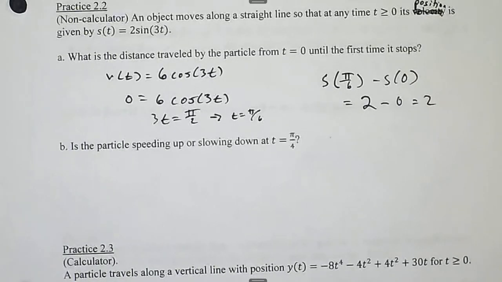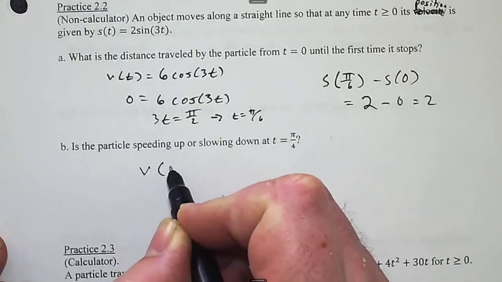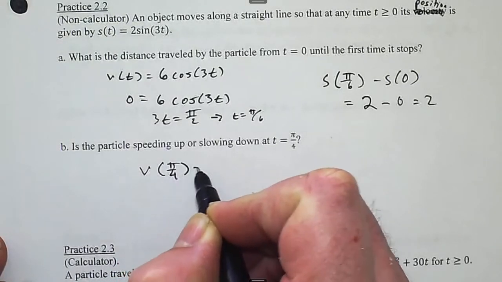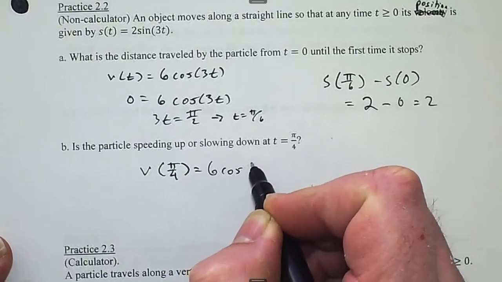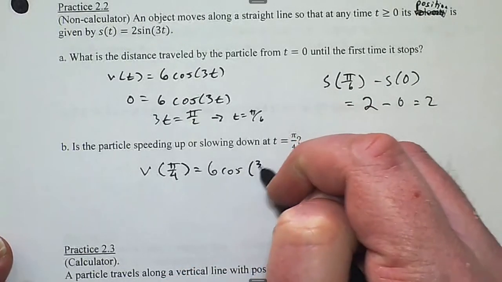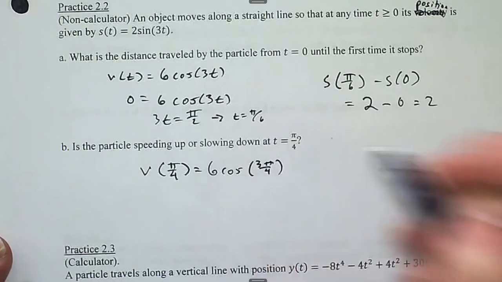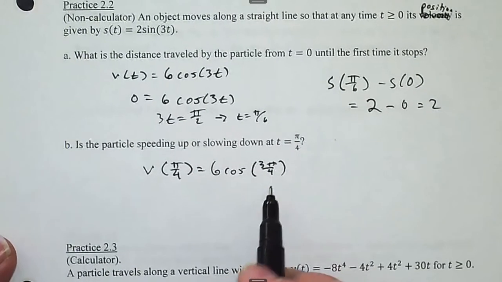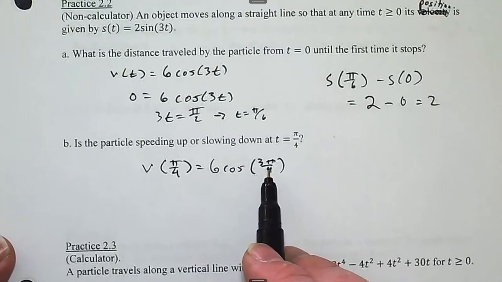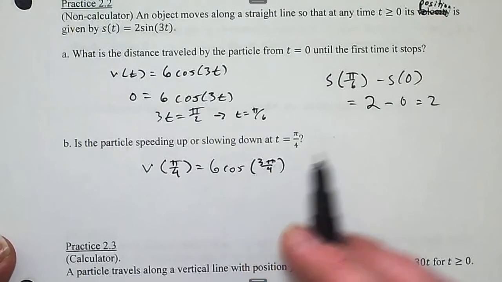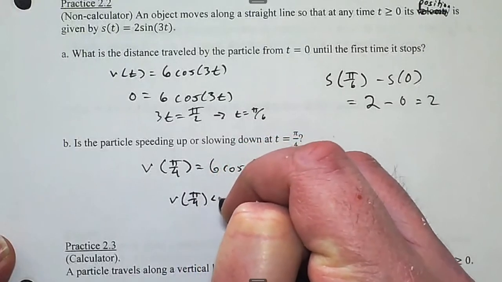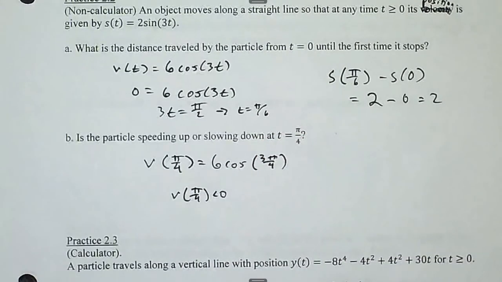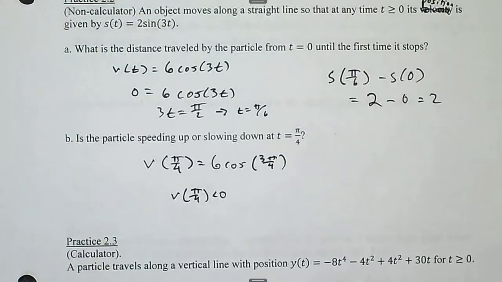First, let's see if the velocity is positive or negative. V of pi over 4 is 6 cosine of 3 pi over 4, because they have to multiply by 3. 3 pi over 4 is in quadrant 2, where cosine, an x value, is negative. So v of pi over 4 is a negative number. So the particle is moving backwards.